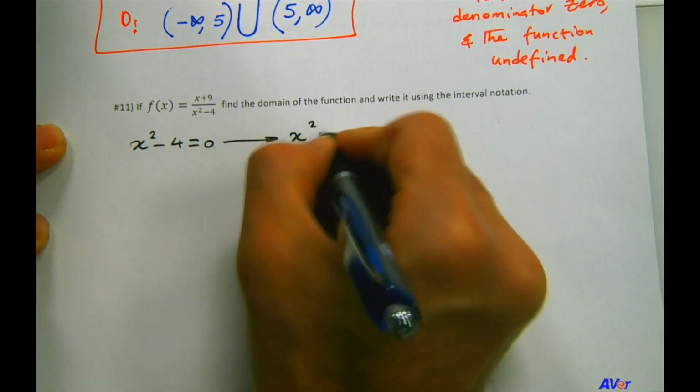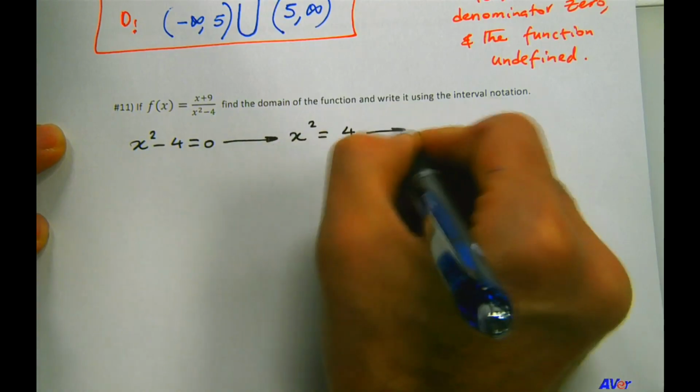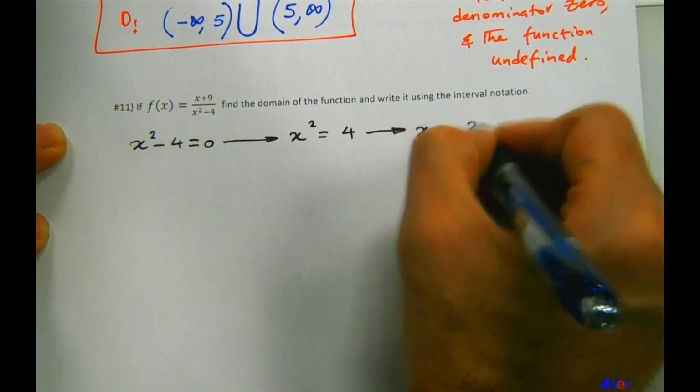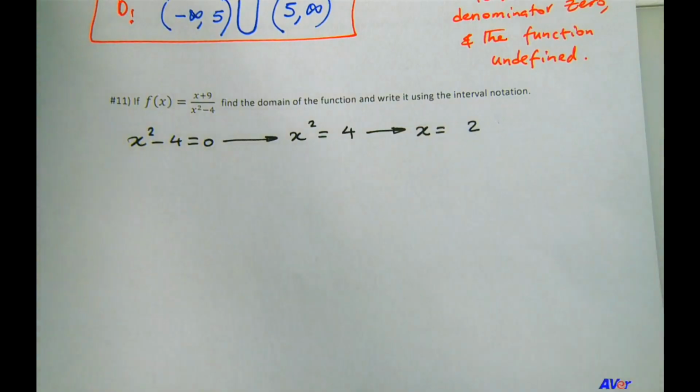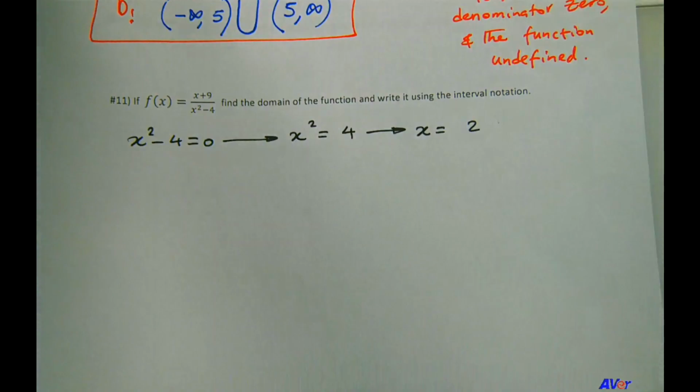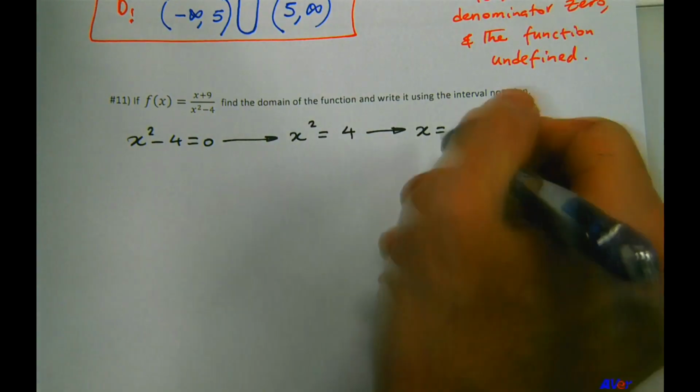Then x squared equals 4. Then x equals 2. Is that answer correct? It has an error. Is that correct? Or what's wrong with it? What's wrong with my solution right now?